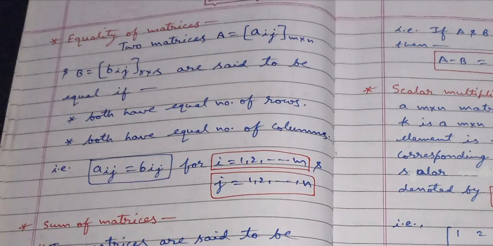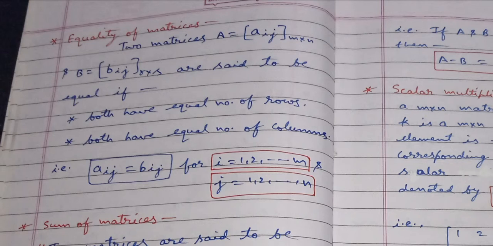Now we will look upon the equality of matrices. Here it says that two matrices A equals Aij, M cross N, and B, that is Bij, R cross S, are said to be equal if both have an equal number of rows. And another condition is that both have an equal number of columns. So these two conditions say that if two matrices have a similar number of rows and columns, then these two matrices will be said to be equal.